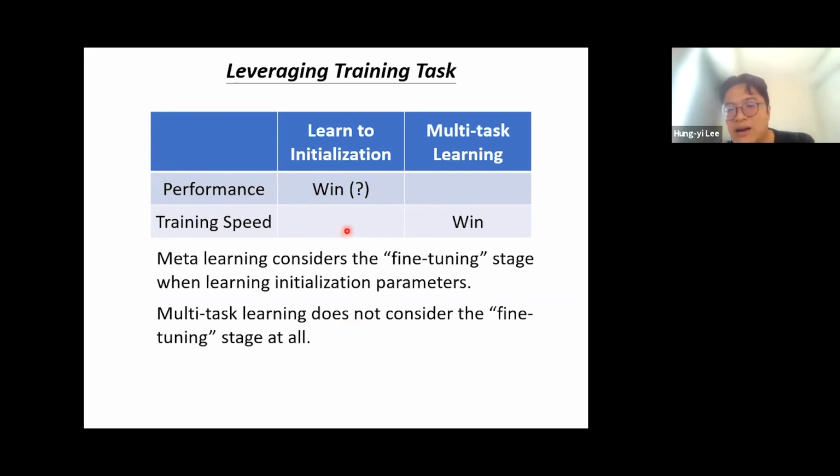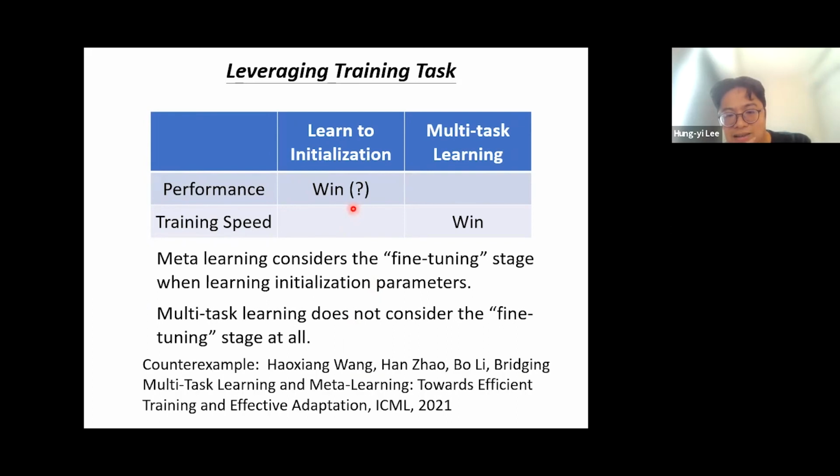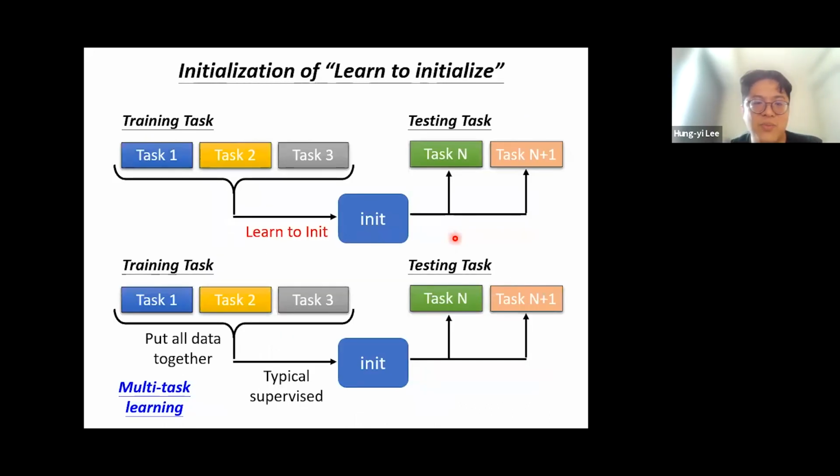But I put a question mark here because actually you can find some counterexamples. You can find some papers showing that multitask learning can achieve the same performance as learning to initialize. On the other hand, learning to initialize has a very critical drawback, which is computational intensity. And multitask learning is more computationally efficient. Both learning to initialize and multitask learning have pros and cons. How about we combine them together?